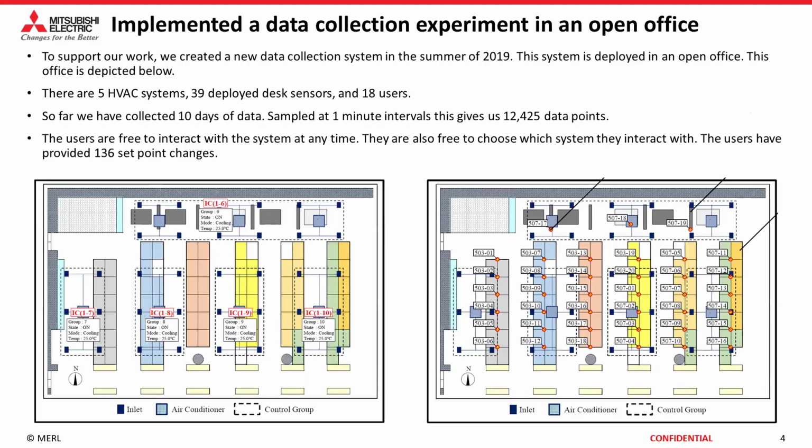We implement a data collection experiment in a real open office in Japan. This was performed in the summer of 2019. There are 5 HVAC systems in this office, 39 desk sensors that were added, and 18 users. Data was collected for 10 days and sampled at 1-minute intervals, giving us 12,000 data points on which to learn. Our users were able to interact with the system at any time, and they were free to choose which HVAC system to interact with.